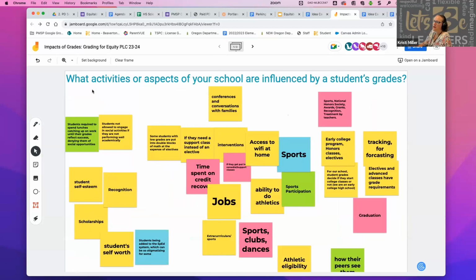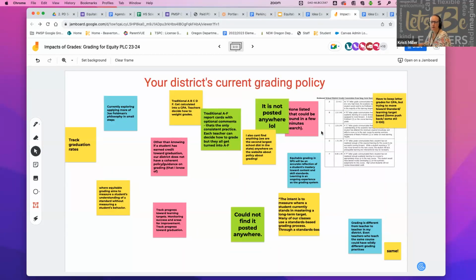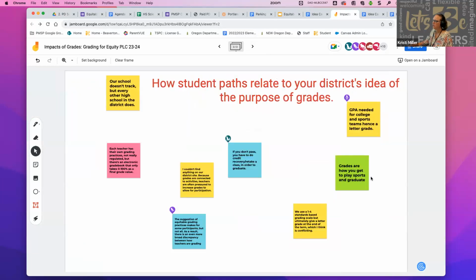Totally. So by student paths, this is what I'm talking about, the activities or aspects of your school. So one of these paths here, whether that be jobs, sports, athletics, tracking, self-worth, one of those categories, maybe that's a better way to say it, and thinking about how that meshes with your district's current grading policy, if you were able to find it. Do they go hand in hand? The answer could very well be yes, right? As someone said here, GPA needed for college and sports teams, hence a letter grade.